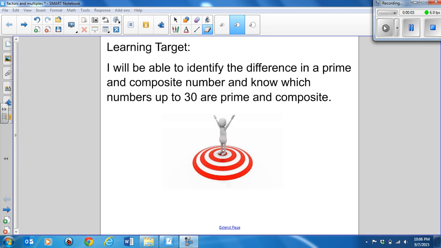Welcome to the first video in Math 6. Today's learning target is that you will be able to identify the difference in a prime and composite number and know which numbers up to 30 are prime and composite. This should be review for you.